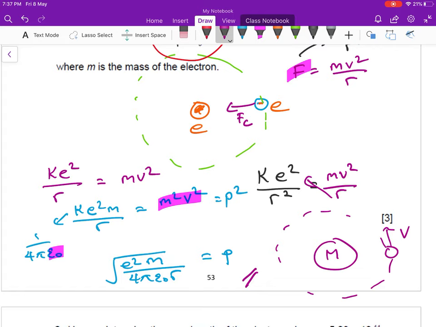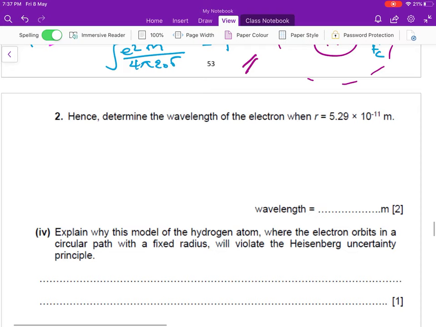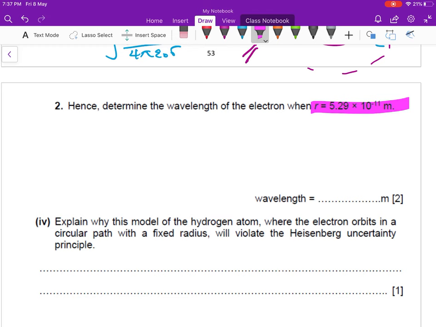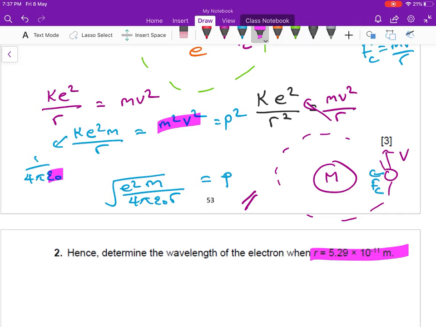We can go back to something like gravitation. With gravitation we have a big M and a small m, and m orbits around the big M with a tangential velocity of v. So we also have a centripetal force, which is provided by the gravitational force, G M m over r squared. This is how we do it, right? Hence determine the wavelength of the electron when the radius is 5.29 times 10 to the negative 11 m, so just substitute it in.